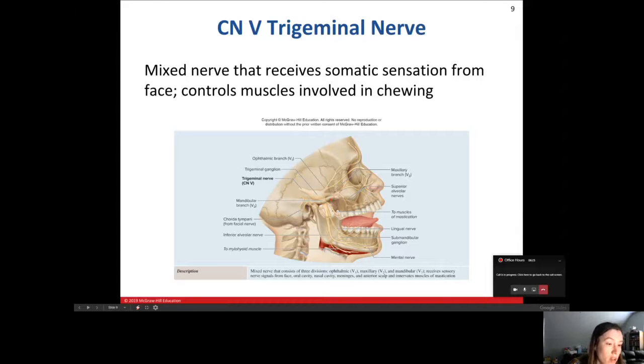So it's going to be motor to the muscles of mastication. So it's a nice alliteration there. Motor to the muscles of mastication, so like the masseter and the temporalis. And it's going to be sensory to the face. So sensory to the face, motor to the muscles of mastication.